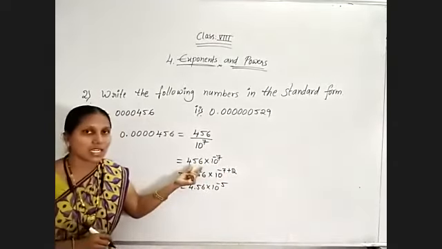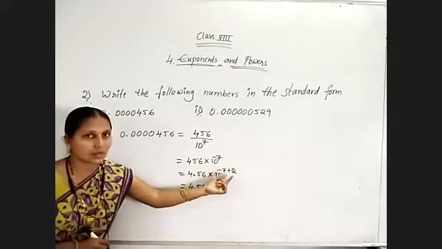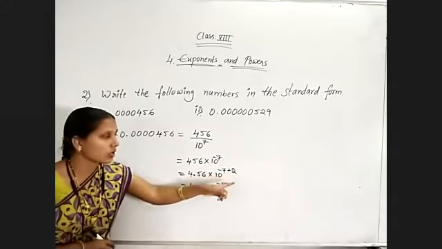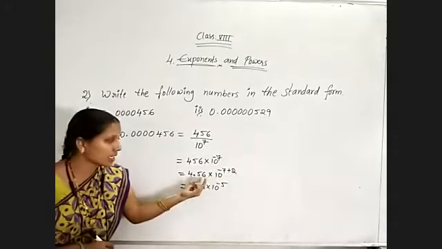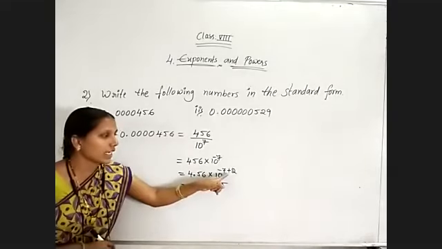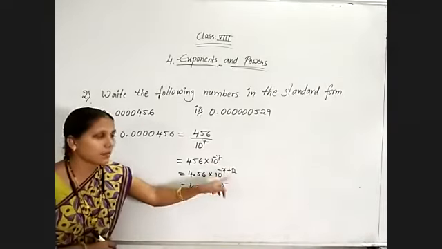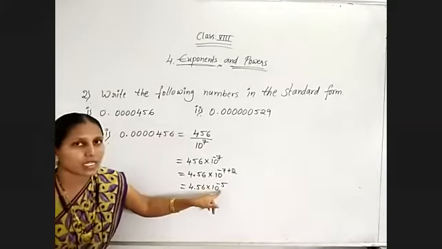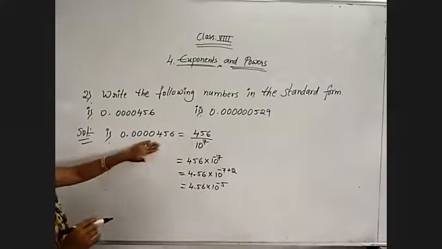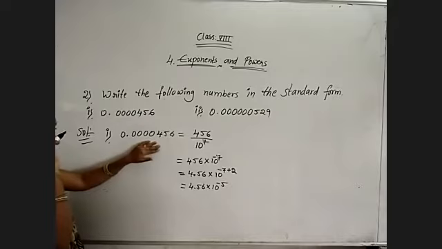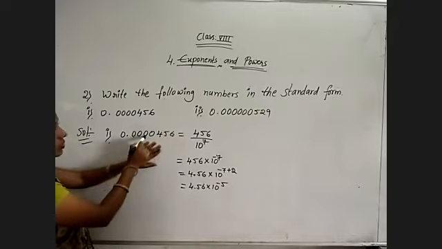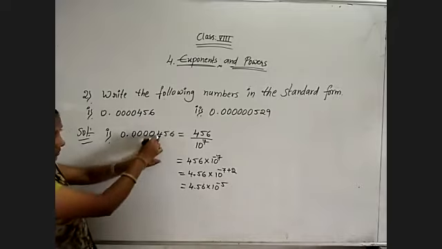How many decimal digits we are writing, that many we need to add to the power of 10. So 2 decimal digits I am taking in this question, so I need to increase by 2. Minus 7 plus 2 is nothing but minus 5. See, simply use these numbers. Now observe here: 1, 2, 3, 4, 5.